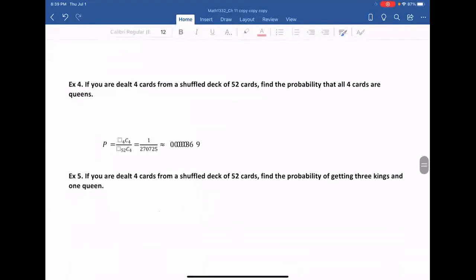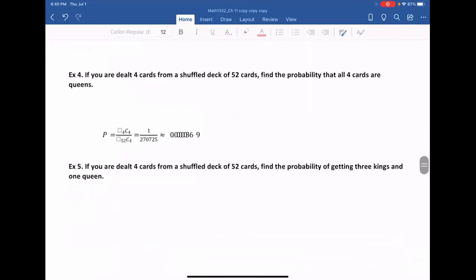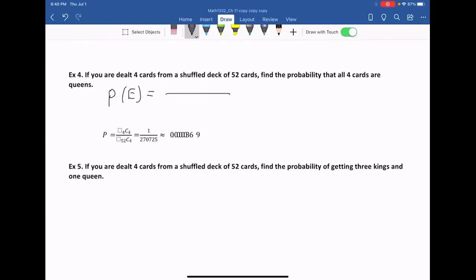Let's move on. Example 4: if you are dealt 4 cards from a shuffled deck of 52 cards, find the probability that the 4 cards are queens. You need to identify which one should be denominator, which one should be the numerator. So the P of the event E equals, if you dealt 4 cards from shuffled deck of 52 cards, does the order matter? No, they didn't mention about the order of the cards. So that means you select the 4 cards from 52, C4. And what's the numerator, the top part? Find the probability that all 4 cards are queens.